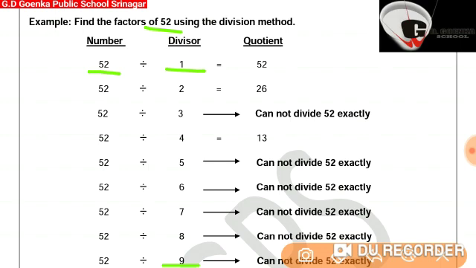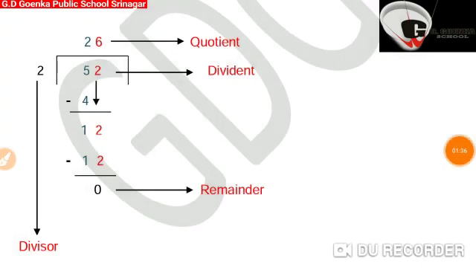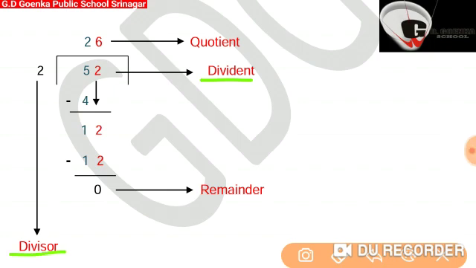Starting from 1, we'll see 52 divided by 1. We know that any number divided by 1 gives the number itself. So 52 divided by 1 is equal to 52. Then we'll divide 52 by 2. Using division, 52 is the dividend and 2 is the divisor. First, we'll take the first digit 5 because 5 is greater than 2.